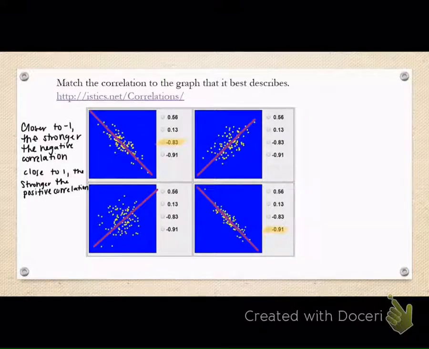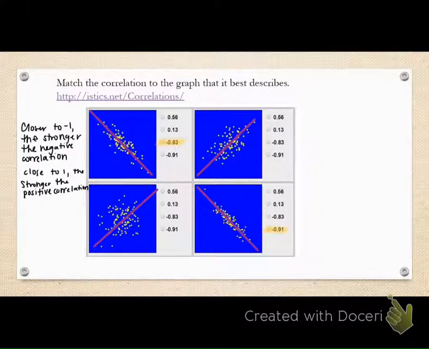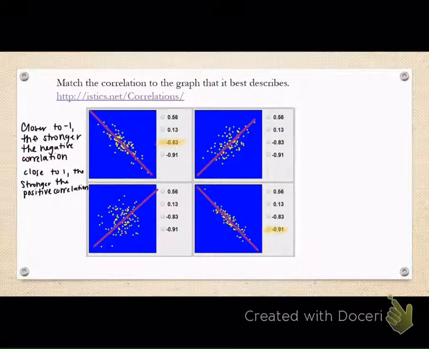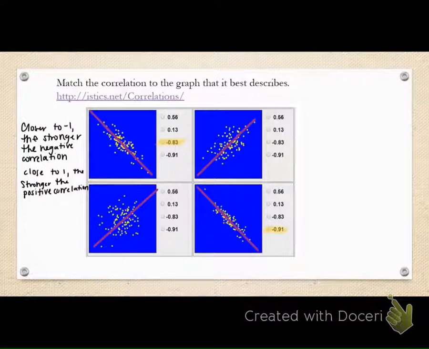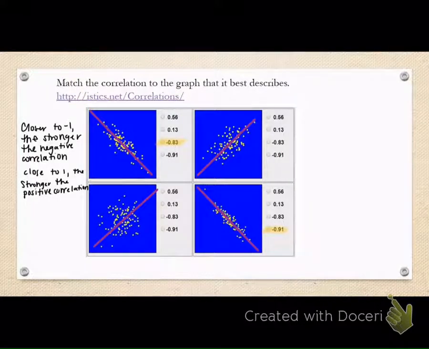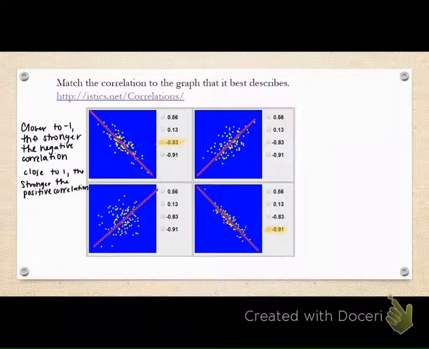So be careful. The closer the number is to 1 or -1, the stronger the correlation, which means less spread. Which one has more spread away from the line, the top one or the bottom one? This one has more spread, so it should be the smallest possible number. So which one would it be then? The bottom is 0.13.